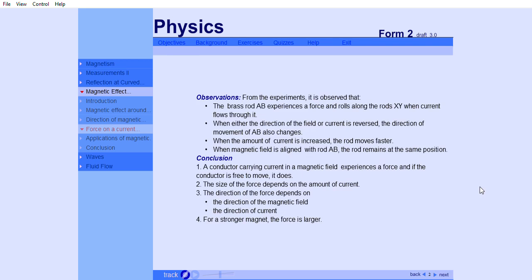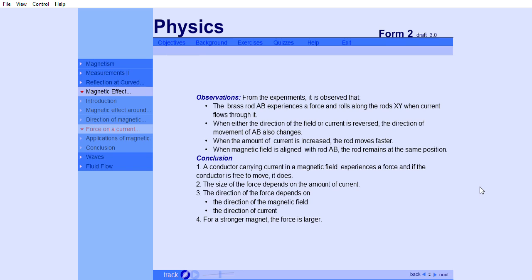When either the direction of the field or current is reversed, the direction of movement of AB also changes. When the amount of current is increased, the rod moves faster. When the magnetic field is aligned with rod AB, the rod remains at the same position.